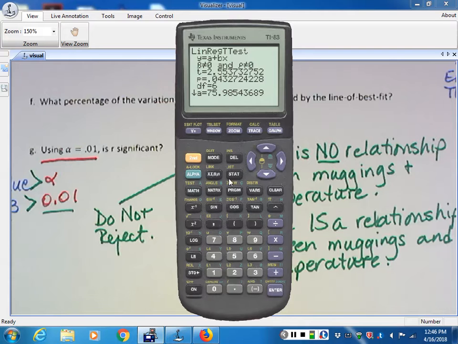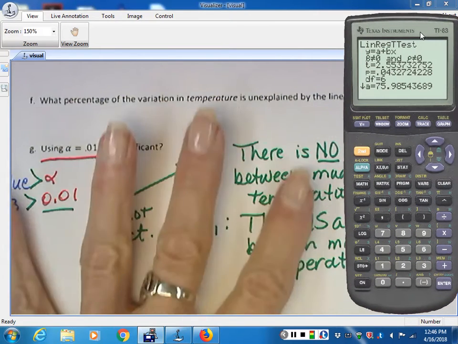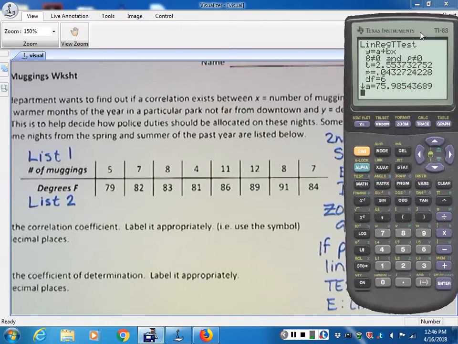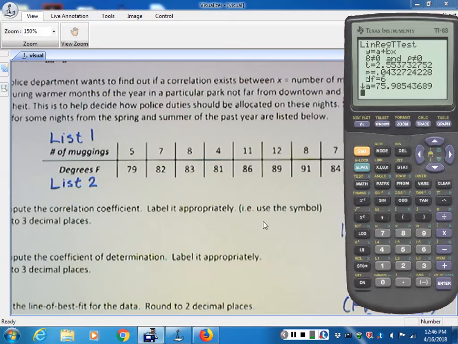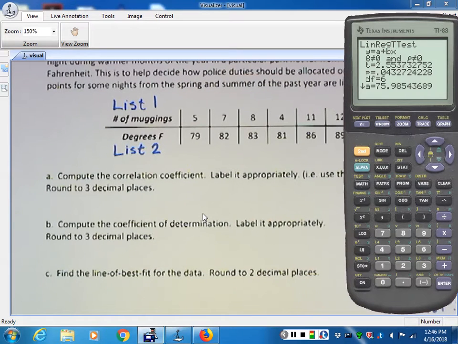And in order to do that, I'm going to have to run through my test again so that I can see all the information. We're going to go back up to the top. And we're going to pretend that we don't know the answer to the end of it. So question A says compute the correlation coefficient. The correlation coefficient is R.